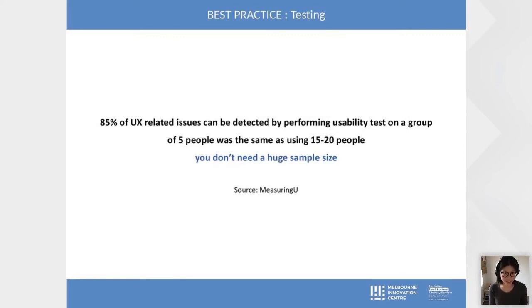So the last stage is around testing. So know that 85% of UX related issues can actually be detected by performing usability testing on a group of 5 people. And that was actually the same as using 15 to 20 people. So you don't need a huge sample size to get a good test. It is actually really doable even if you use 5 people to survey and see what they're finding as big issues or things that they're finding really confusing on your website.